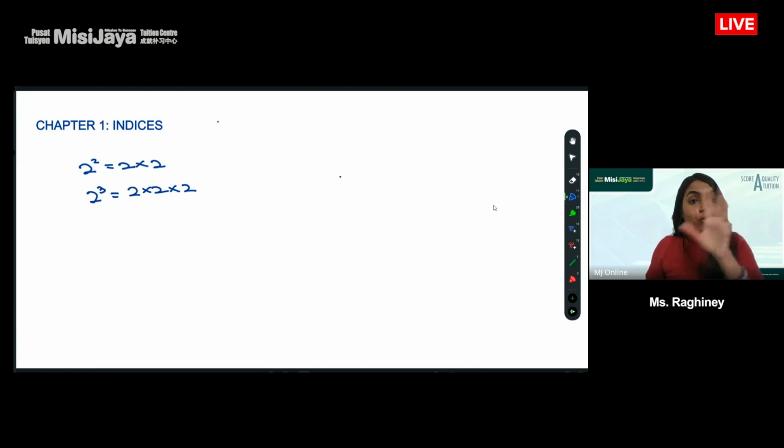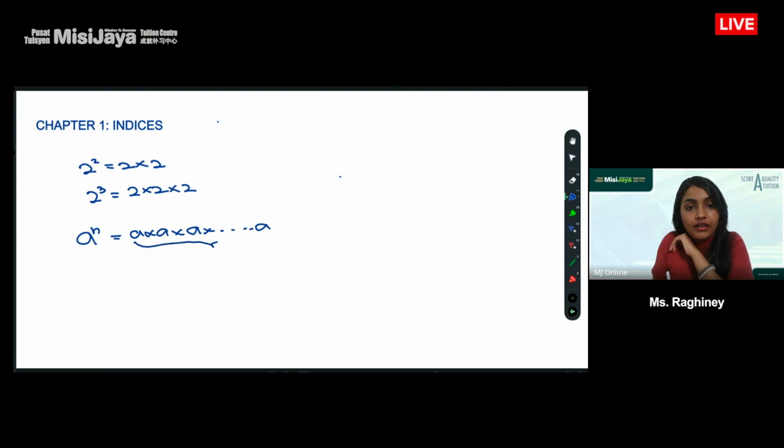So there are some rules that we have to abide by when we use indices. Basically, whenever I say a to the power n, what I mean is it's actually a times a times a times, n number of times. n factors of a is basically what that is.